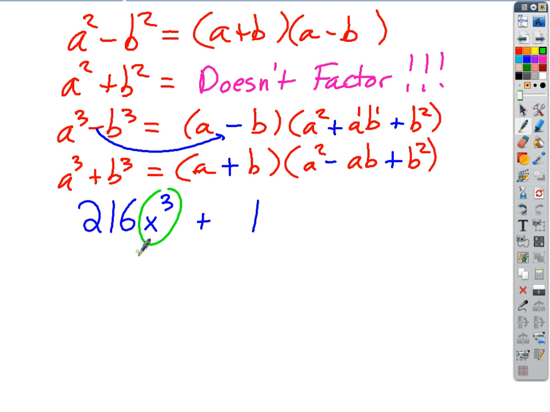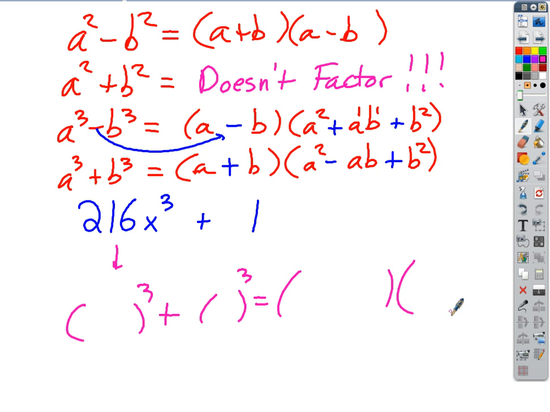So then the question becomes, now that we know it's a sum of cubes, we've got to figure out a way to write this as something cubed plus something cubed, and then that'll fit our pattern, right?